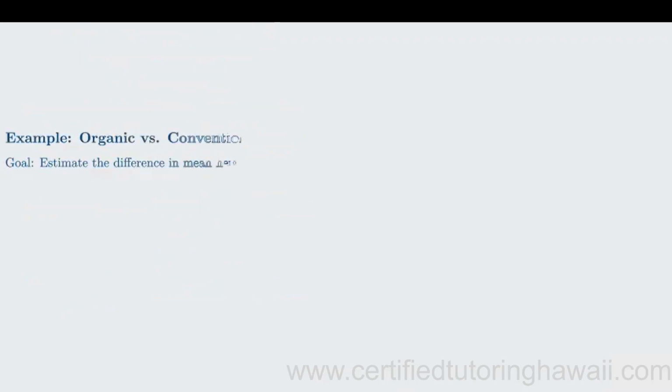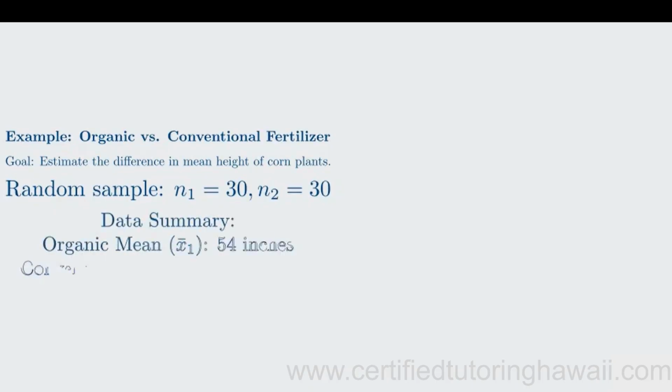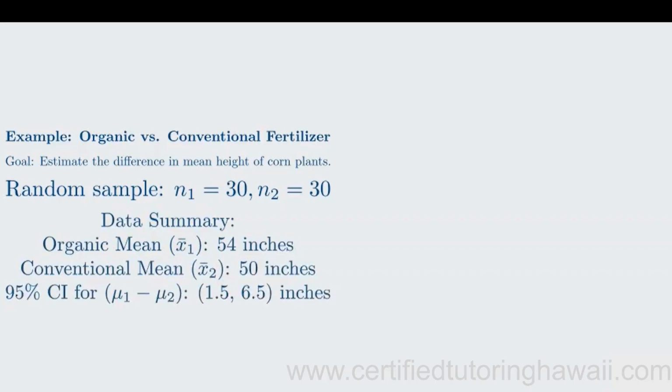Now that we have covered the theory, let's work through a detailed example involving the difference between two population means. This is a common scenario in AP statistics, where we compare two groups. Suppose a farmer wants to know if a new organic fertilizer results in a different average growth than the standard conventional fertilizer. They take a random sample of 30 plants for each type. Our data shows an organic mean of 54 inches and a conventional mean of 50 inches. The calculated 95% confidence interval for the difference, mu1 minus mu2, is 1.5 to 6.5 inches.